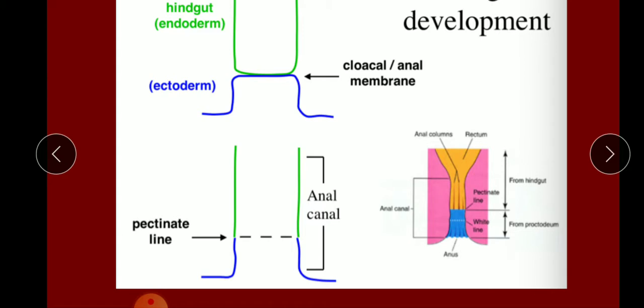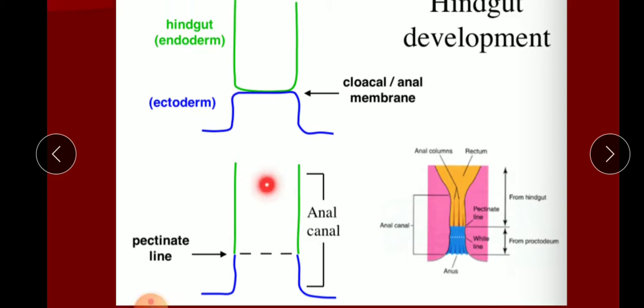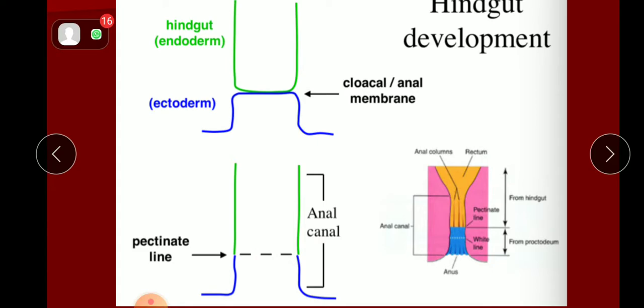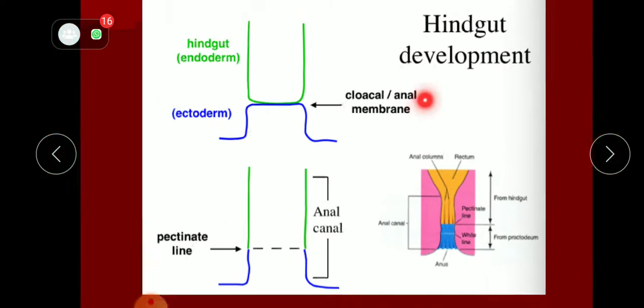Now the line where the anal membrane was originally present is represented in the fetus and adults by the pectinate line. And that is the reason why you get a difference in nerve supply, arterial supply, and venous drainage in the part above and below the pectinate line of the anal canal. This is the reason. That should be there in your mind always.